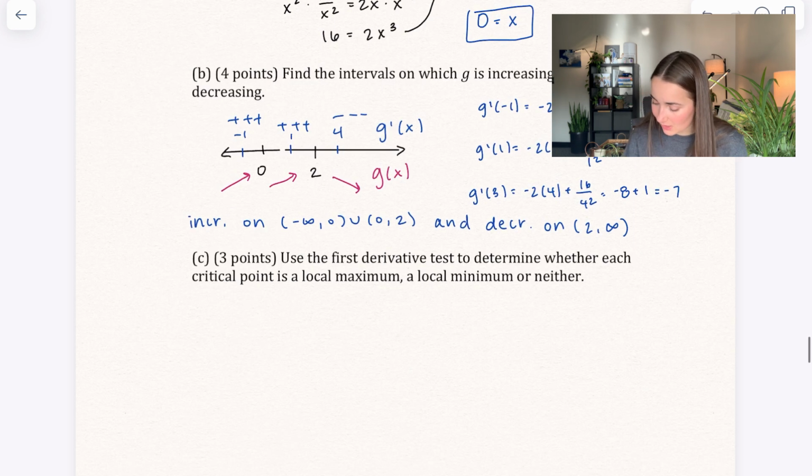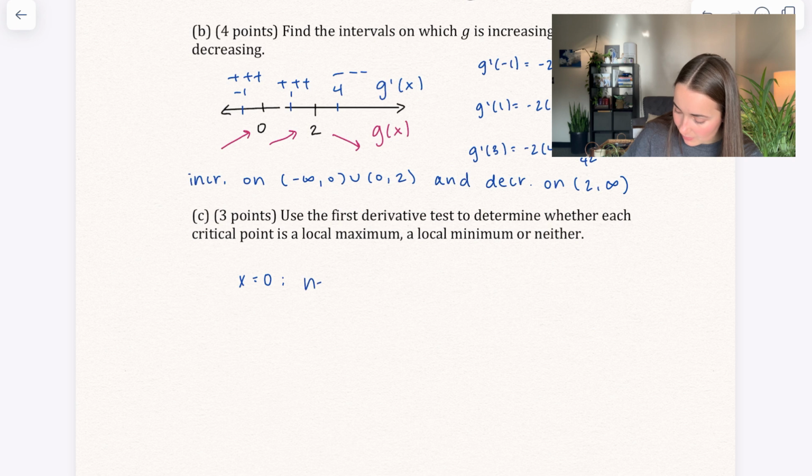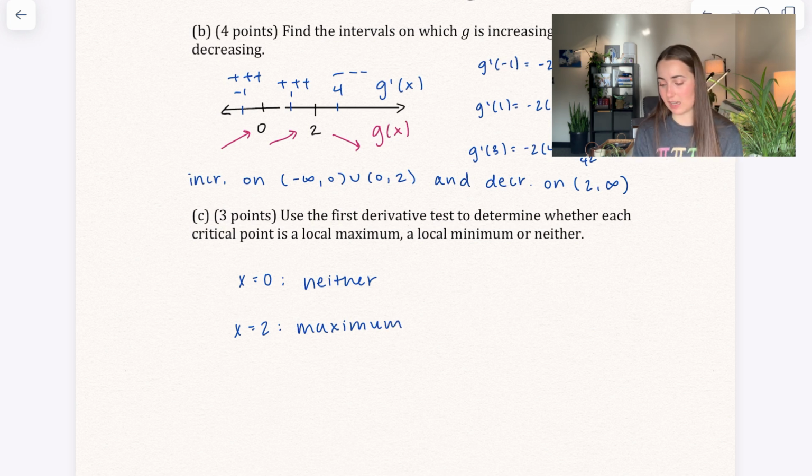Okay, so now we're going to go ahead and use the first derivative test to determine which is a local maximum, a local minimum, or neither. So here we have at x equals 0. It is neither, right? Because a local minimum or maximum has to occur where the derivative changes from positive to negative or negative to positive. And here it doesn't change. It's just positive and positive, right? But then at x equals 2, we have a maximum, right? Because we can see that our function's first derivative changes from positive to negative.